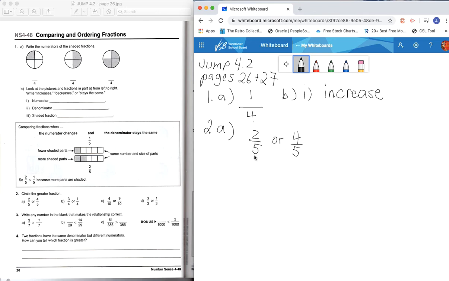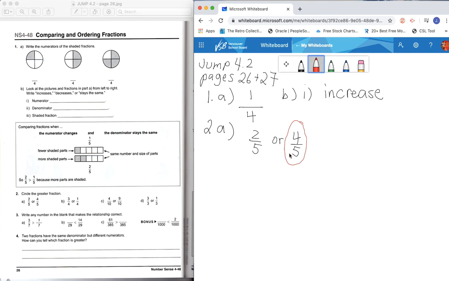Okay, so back to 2A. 2/5 or 4/5. Which one is bigger? So all you have to do is look at the top number, the numerators, okay? Which number is bigger, 2 or 4? Clearly it's 4. So you would circle 4/5, okay? And you only look at the top numbers if the bottom numbers are exactly the same. If they are different, you cannot do this strategy, okay?